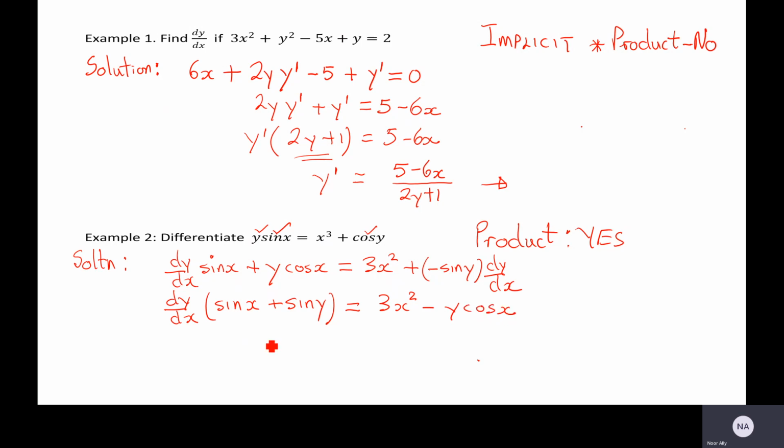Now divide through by that entire bracket. dy/dx is equal to 3x squared minus y cos x, divided by sin x plus sin y.